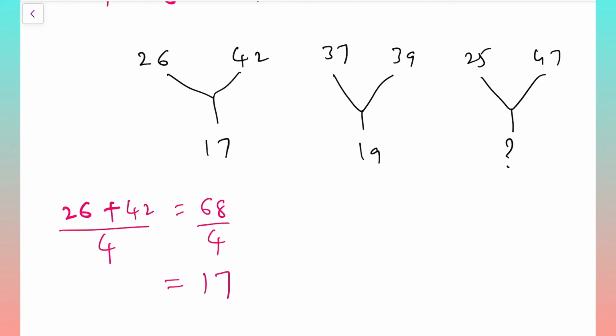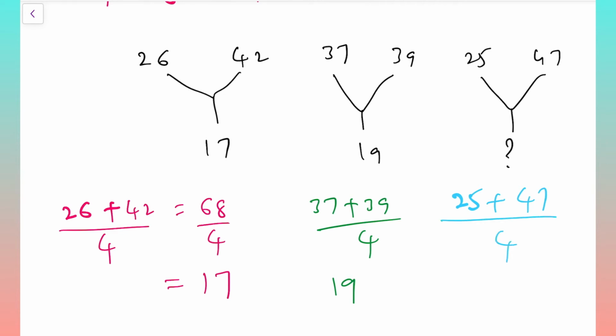Let us check whether the same logic is applicable for the second figure. So the upper two numbers, 37 plus 39 divided by 4. 37 plus 39 is nothing but 76. 76 by 4 is 19. Of course, it is the correct logic. Now let us apply the same for the third figure. So we need to do 25 plus 47 divided by 4. 25 plus 47 is 72. 72 by 4 is 18. So the missing number is 18.